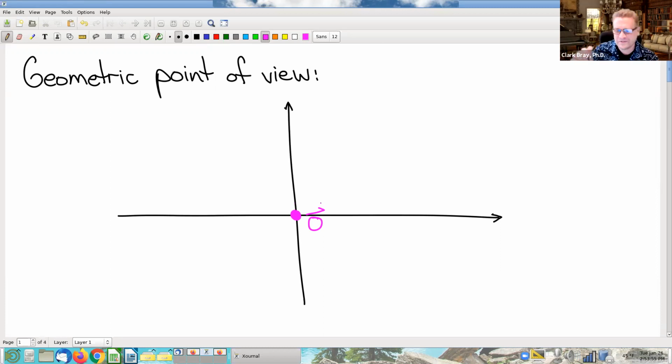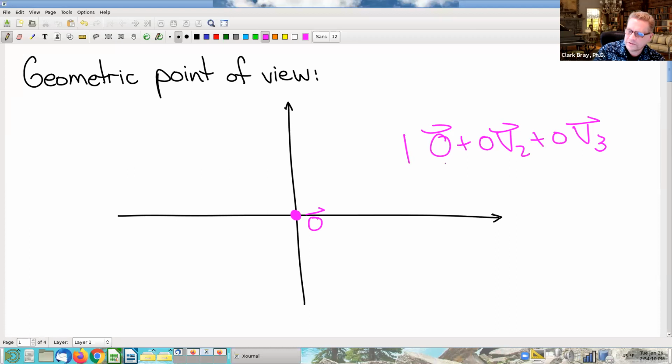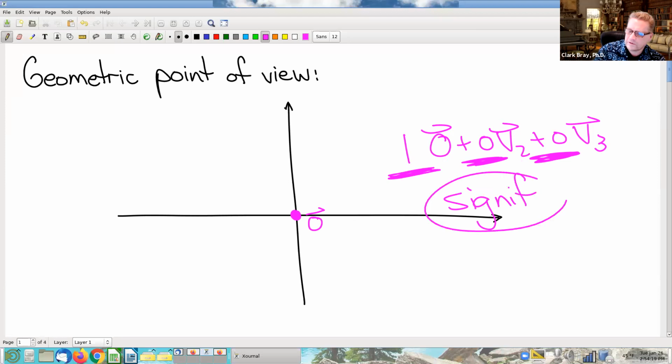I say no, because with 0, v2, v3, I can always multiply the zero vector by 1 and then the other two by 0. Now look at my coefficients here. My coefficients are significant. This is a significant linear combination, and yet it adds up to the zero vector. So you can see this little trick, this smart alecky move here. This is always going to work.